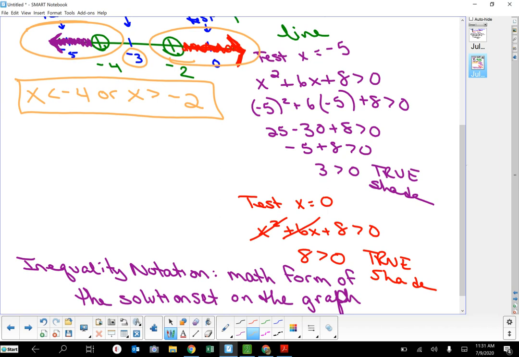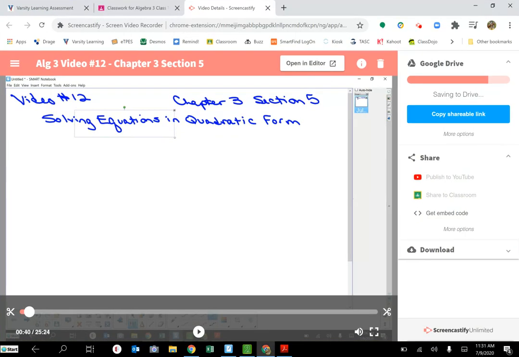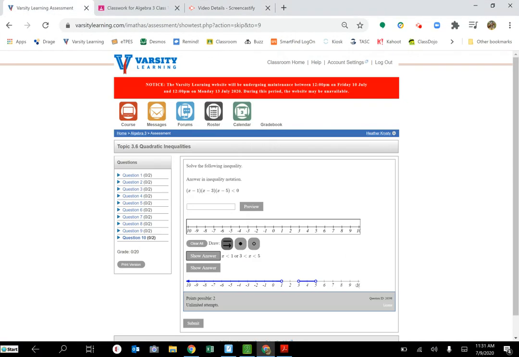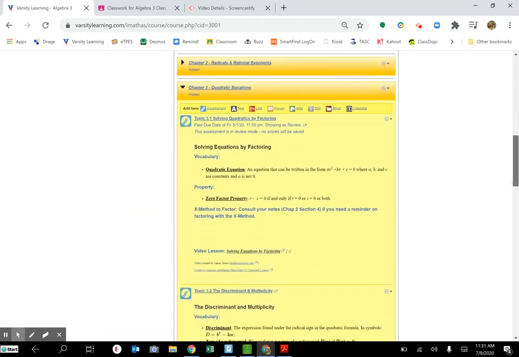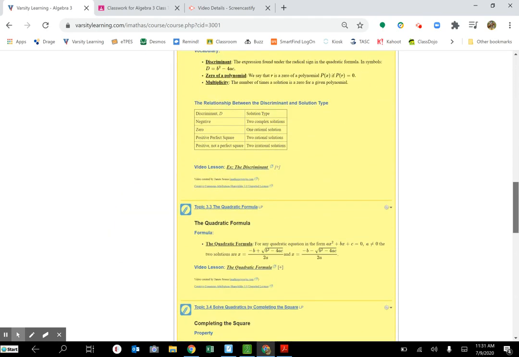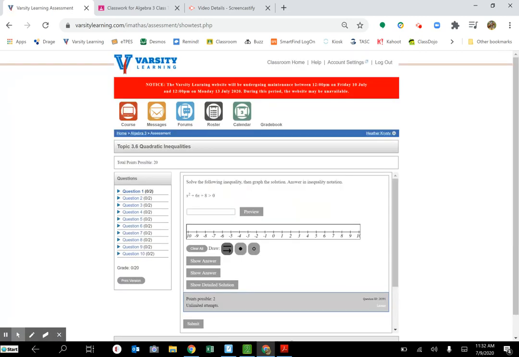All right, so this would be the inequality notation for that in Varsity. We're in chapter 3, section 6. So let me go. It's not going to be the same problem, but I'm going to show you where you can go do these. Varsity. Okay, so we're going to go to Algebra 3. Hang on, it's thinking. Okay, down to chapter 3. I've got that open, and we're in section 6. Quadratic inequalities. Maybe I'll get lucky and the problem will actually be the same. Wouldn't that be crazy? Oh, it is. Look at that. So that's the one we just solved.